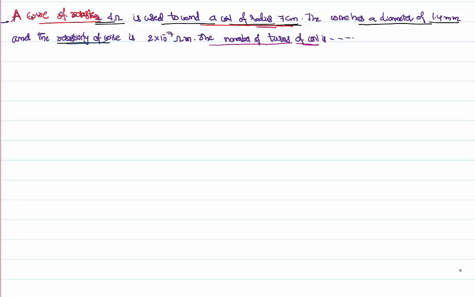Yeah, we are solving a problem from current electricity. The problem goes like this. There is a wire of resistance 4 ohms and is used to wind around a coil of radius 7 centimeters. So let us try to understand the problem by writing down the data. There is a coil. Let us say this is the coil in a circular shape.